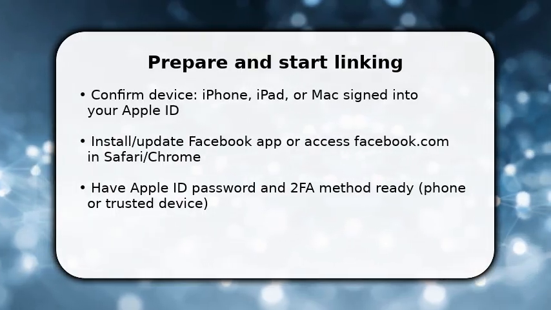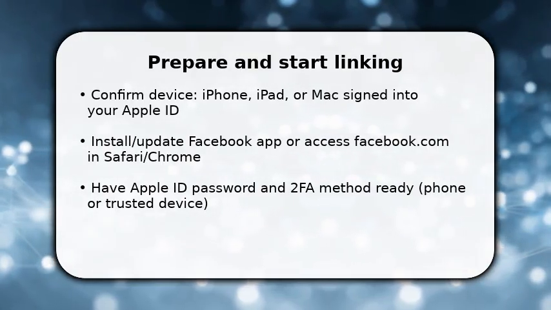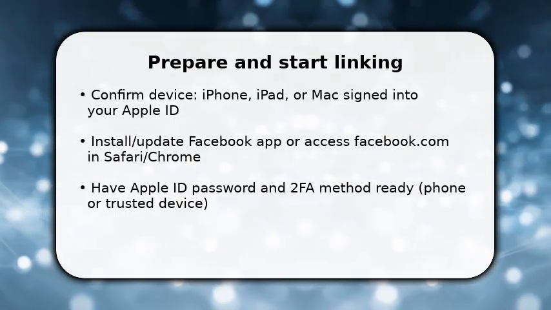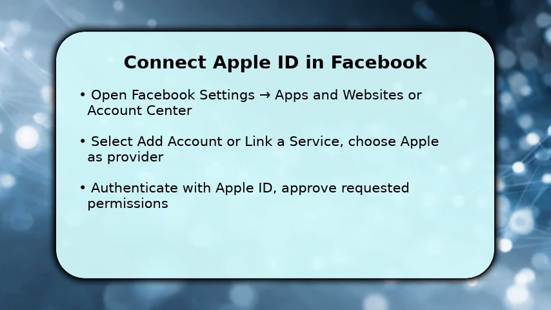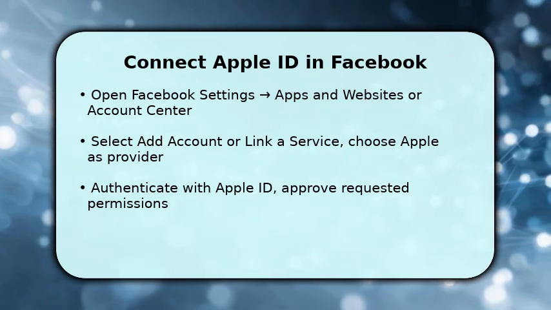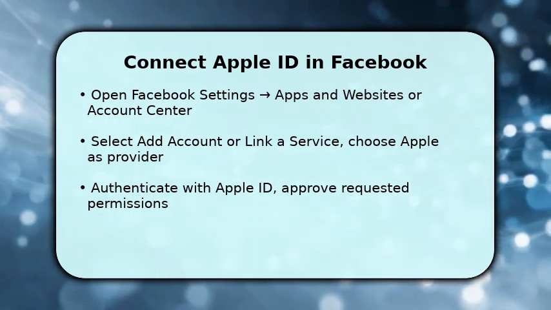Next, navigate to Facebook settings to locate the section where you can connect external accounts. We'll act there in the next step. You now find Account Center or App/Website settings and choose to add an account. This is where cross-service links live.